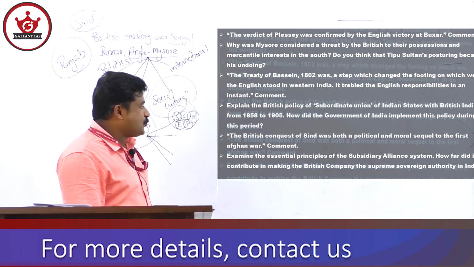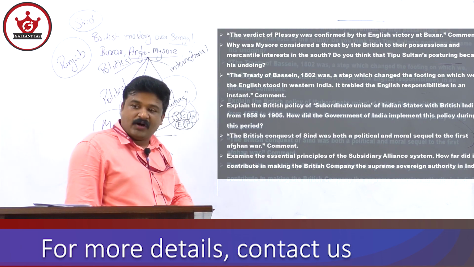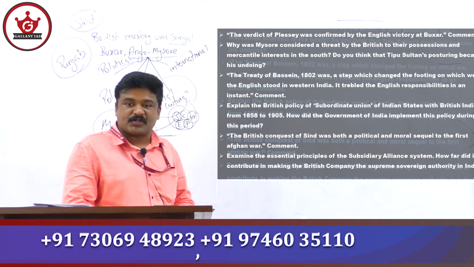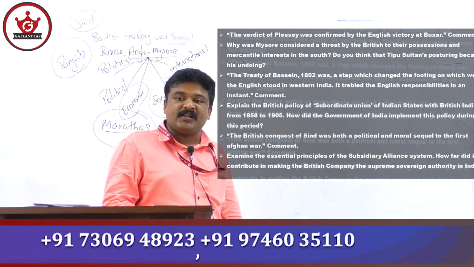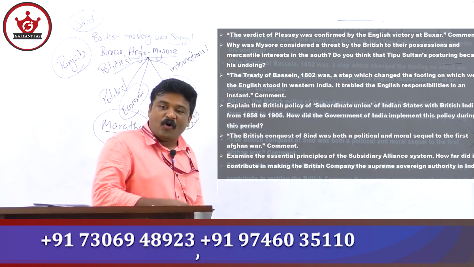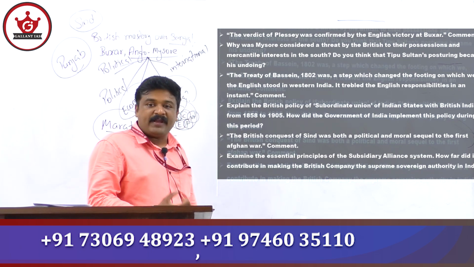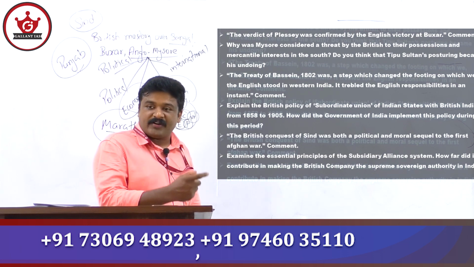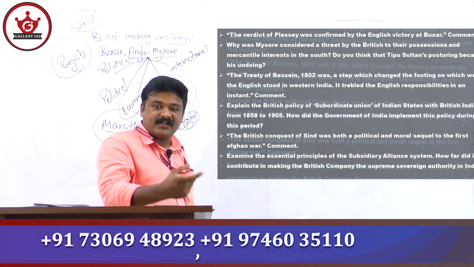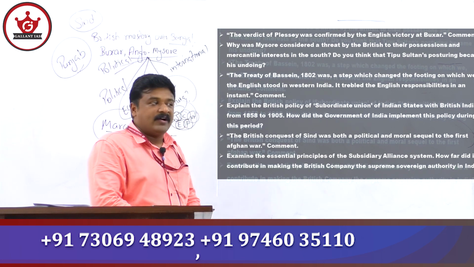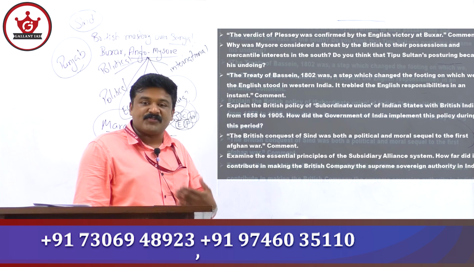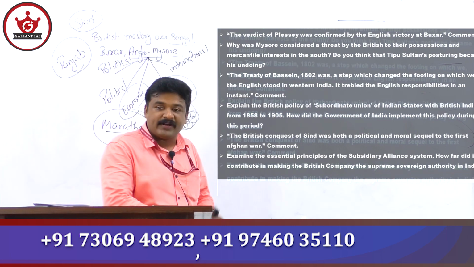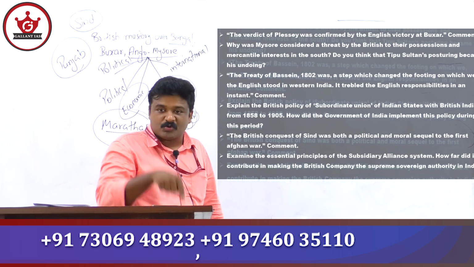British conquest of Sindh was the political and moral sequel to the first Afghan war. Examine the essential principles of the subsidiary alliance system. So from the questions it is clearly understood that we have to cover how the British conquered India, how they made British India one by one, step by step. How they conquered Eastern India, Northern India, Western India, Southern India, what kind of military might was proven, what kind of strategies and diplomacy were used in establishing their imperial authority over the Indian subcontinent. All these aspects you have to cover very well.